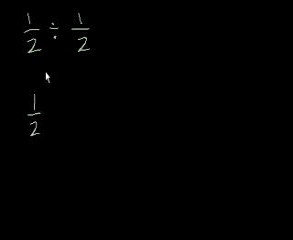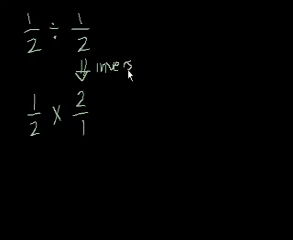If I were to ask you 1/2 divided by 1/2, whenever you divide by any number, it's the same thing as multiplying by its inverse. So 1/2 divided by 1/2 is equal to 1/2 times 2 over 1. We just inverse the second 1/2. And we know from the multiplication module, 1/2 times 2 over 1 is just equal to 2 over 2, or it's equal to 1.